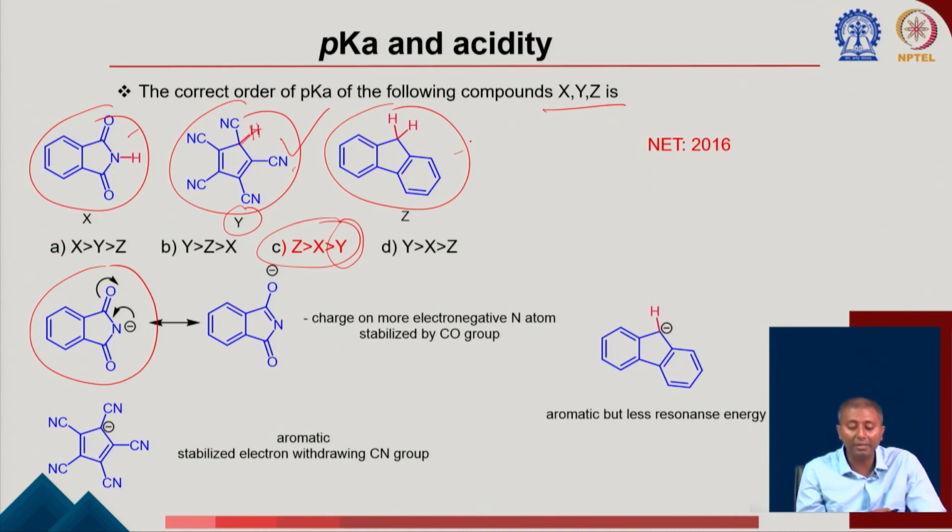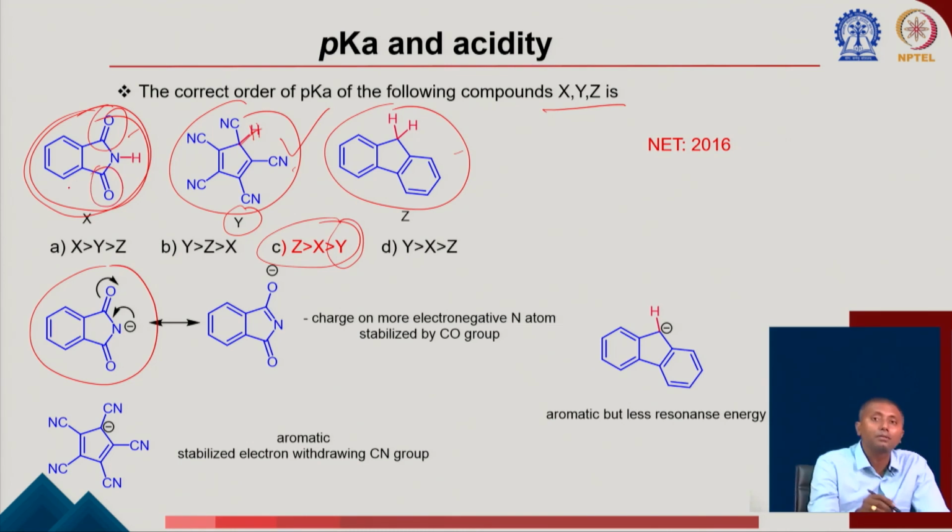What is happening again, if you compare X and Z, in case of X, this H is attached to the nitrogen. So, you have to understand that if the hydrogen is attached to an atom like nitrogen or oxygen which can stabilize the corresponding carbanion with a carbonyl group attached to it, then it is going to be the next in acidity. That means this will be X here, and then the next will be Z. Okay. So, this will be the right answer.